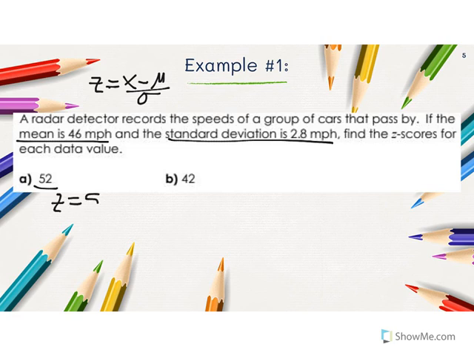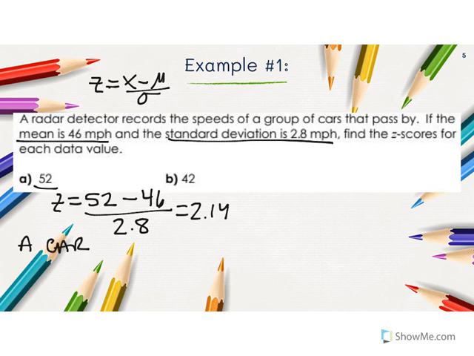I'm going to plug in the 52 for my x value. I know what my mean is because the problem told me the average speed for those cars, which is 46. And I'm going to divide that by our standard deviation of 2.8. When I put that in my calculator, I end up getting 2.14. Okay, so we want to make sure we are writing these in complete sentences so that you know what the z-scores and the data values are representing.